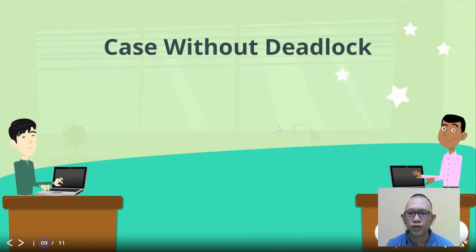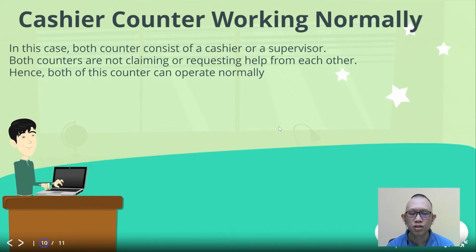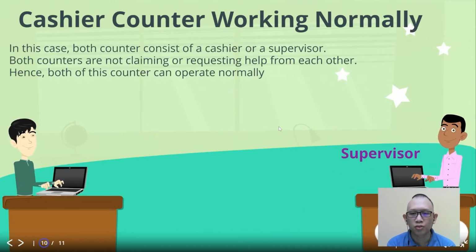After we have known the various edges, I'll be describing a case without deadlock. So in this situation, the cashier counter is working normally. In this case, both counters consist of a cashier or a supervisor. Since both counters are not claiming or requesting help from each other, both of these counters can operate normally without waiting for each other.